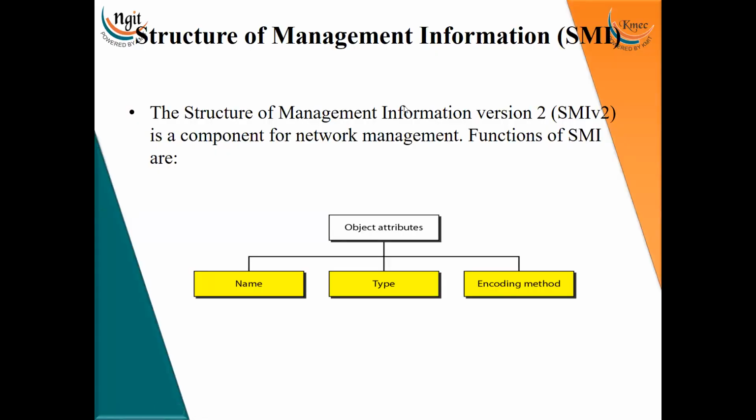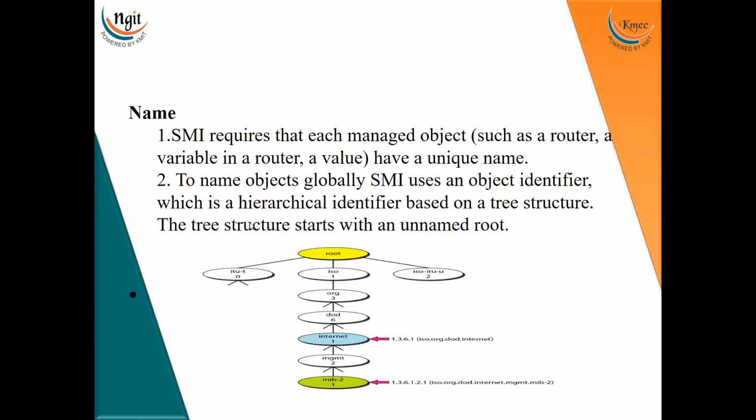Now we'll learn the structure of management information. What is meant by the structure of management information, SMIv2? It is a component of network management, and the functions of SMI are name, type and encoding method. How can the name be designed, okay? SMI requires that each managed object, such as a router, a variable in a router, or a value, have a unique name, okay?